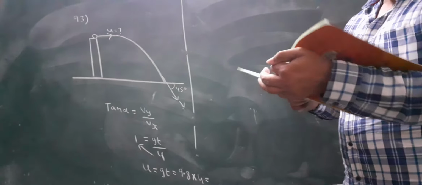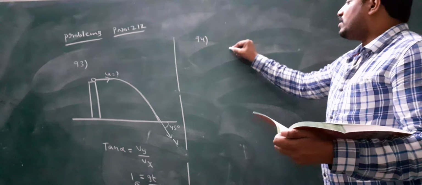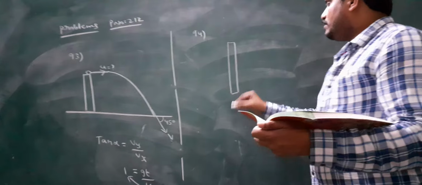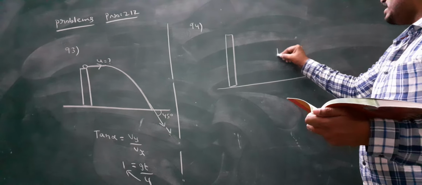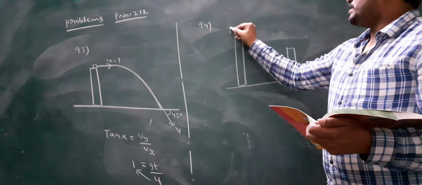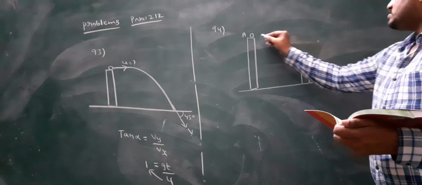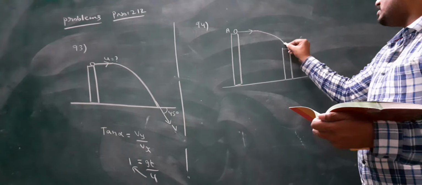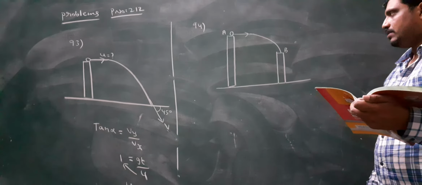Okay. Next one, look here. Here two cliffs are there. Cliff means tower, hill. This is the first hill. This is the second hill. Look here. On the first hill, the point is A. Here one vehicle is there. This vehicle is projected horizontally and just reaches the second hill at B. Okay, this is the question.